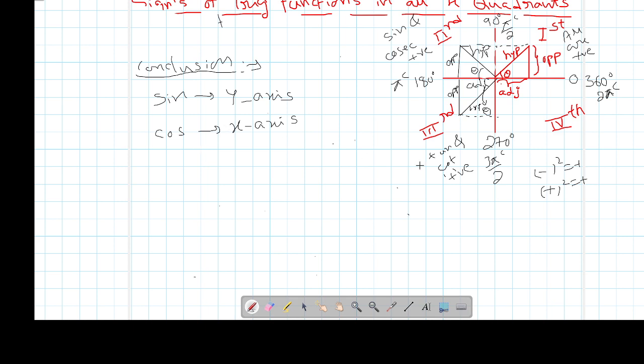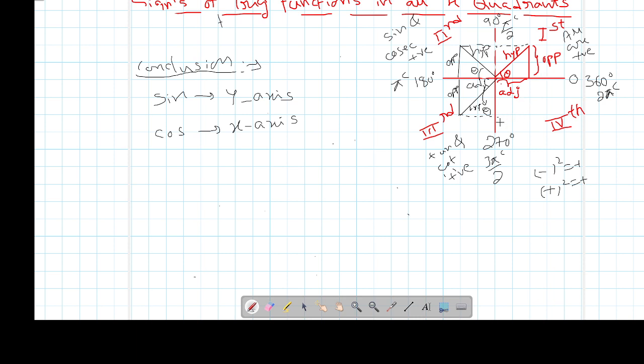So let me take the fourth quadrant. In the fourth quadrant, which is negative and which is positive? Fourth quadrant is this one. X is positive, y is negative. So sine depends on the y axis, so sin theta is negative. Next, cos theta. Cos theta depends on the x axis. X is positive, so cos is positive.